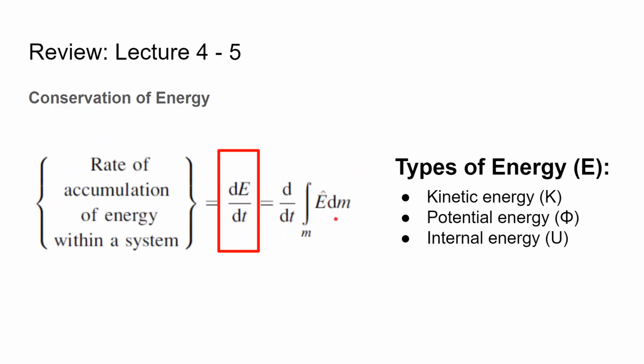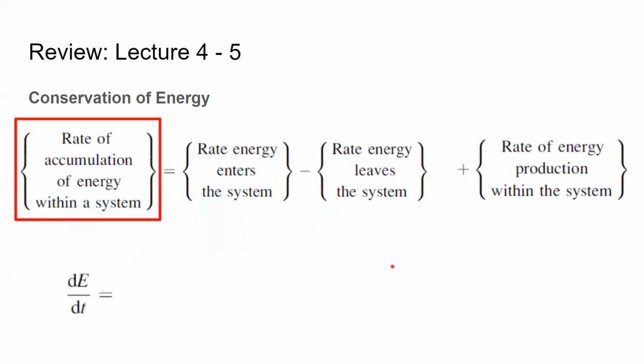And this is just another way to write this out. But essentially, there are three types of energy. We have kinetic energy, and then we have our potential energy, for example gravitational potential energy. And then we have our internal energy. So these are the types of energy that we are looking at. Now, we're just going to write dE over dt right down here.